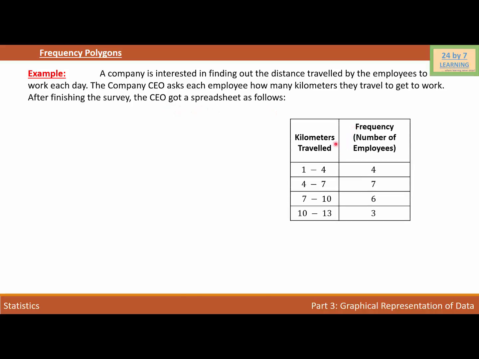And here is the spreadsheet where you can see the first column is kilometers traveled by the employees, and the second column is the frequency, which is basically the number of employees traveling these many distances. So if you look closely, between 1 to 4 kilometers there are 4 employees, between 4 to 7 kilometers there are 7 employees, between 7 to 10 kilometers there are 6 employees, and between 10 to 13 kilometers there are 3 employees. Draw a frequency polygon corresponding to this frequency table.